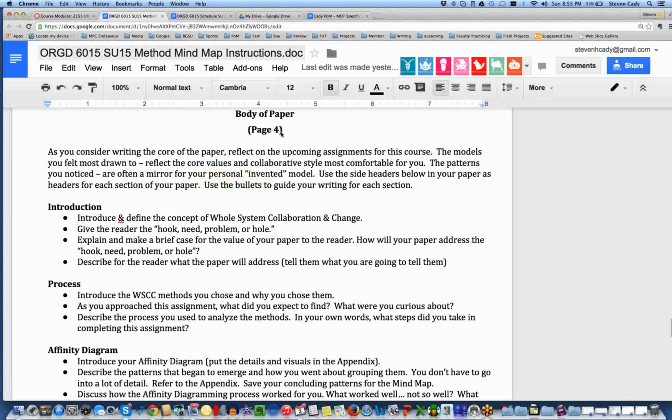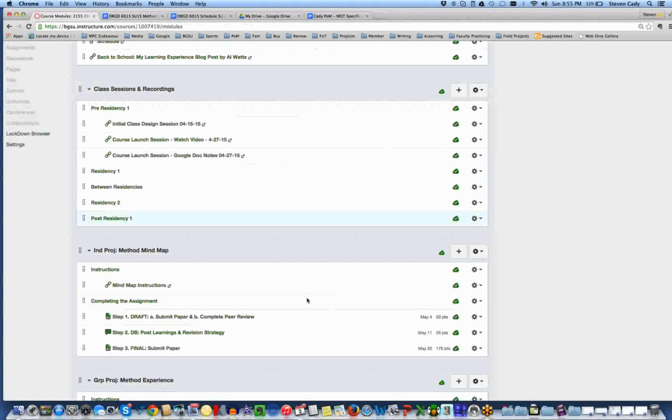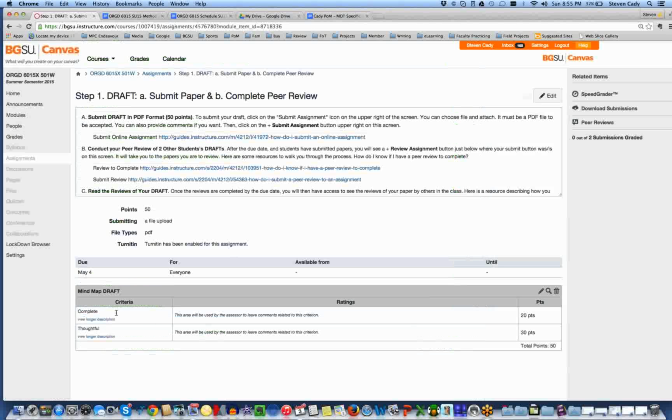Is there going to be a grade on the draft? Yes. When you look here in the module, you'll see it says the draft, and you can see 50 points right there. And when you click on this to submit, you'll see that I'm looking for complete. For those that were on the previous live session, we talked this through, and I showed you all that.